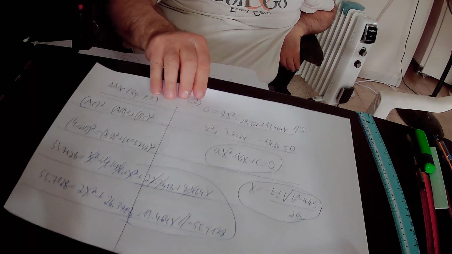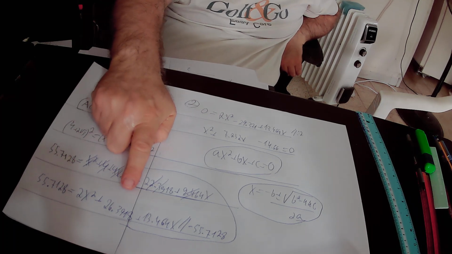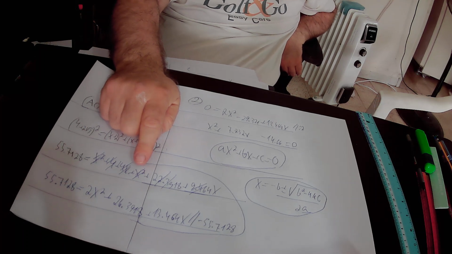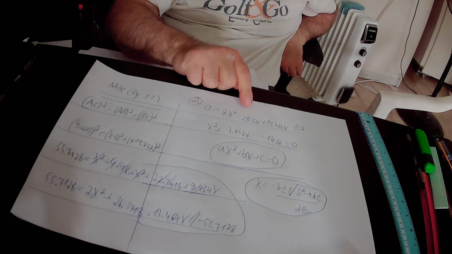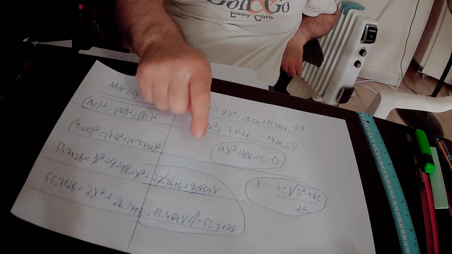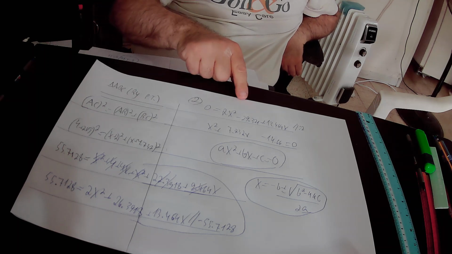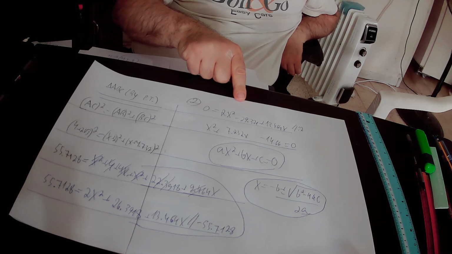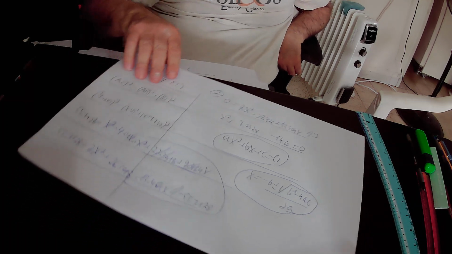On the other side of the equation we have 2x squared and 26.3918 minus 55.7128 equals minus 29.321. And we also have 13.464x. Here we divided this equation by 2 and finally found out that x squared plus 7.232x minus 14.66 equals 0.